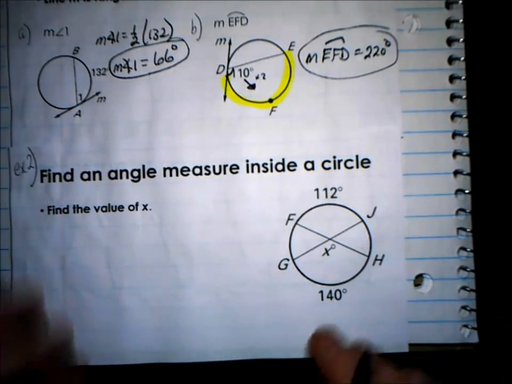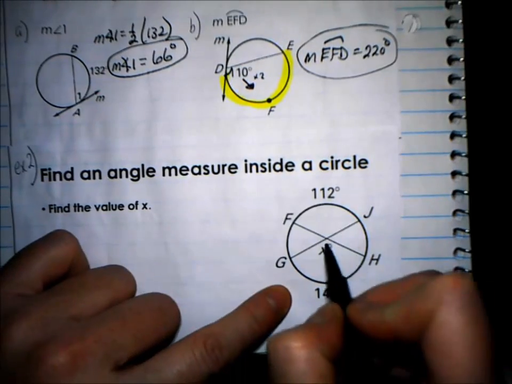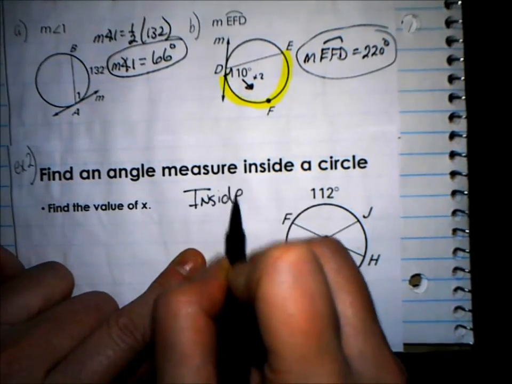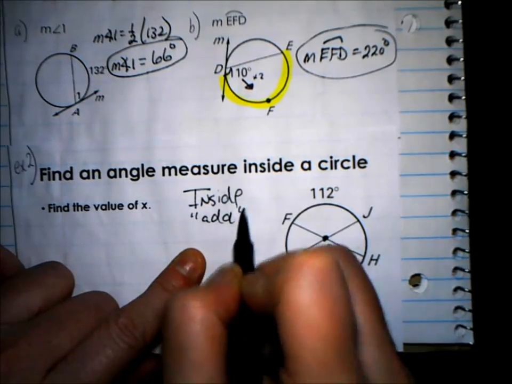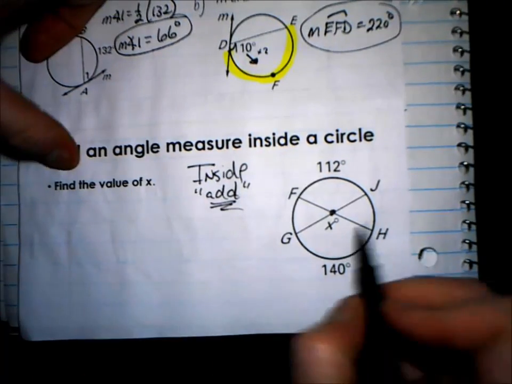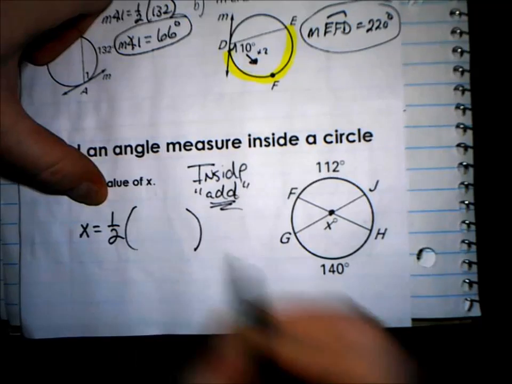Alright, example 2 gives us intersecting chords inside. This is inside. That's very, very important. Inside means that we have to add our arcs. Very, very important, so that I can use my actual formula. So to find x, I'm going to have to take half of my arcs added together.